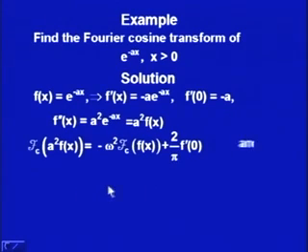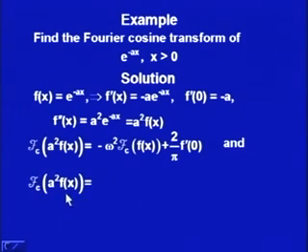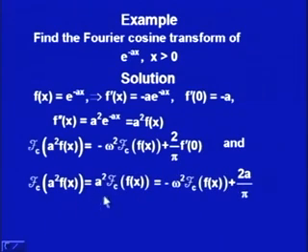So, what we have got now, here it is the linearity property. Finally, a square times the Fourier cosine transform of f(x) is the same as minus omega square times the Fourier cosine transform of f(x) plus 2a upon pi. Now, take this part over here, the Fourier cosine transform, it is a square plus omega square.